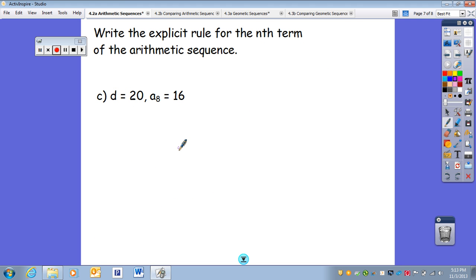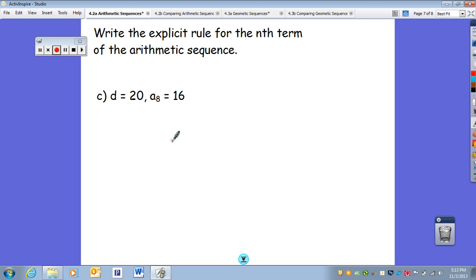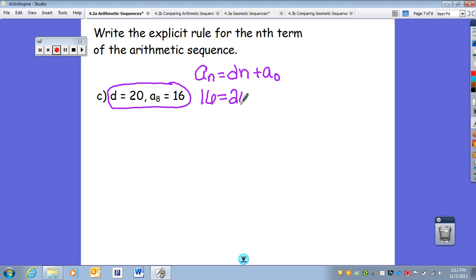One more example. So we want to write the explicit rule. Here's what we do. Remember, we have a sub n is equal to the difference times the number of the term plus a sub 0. So we're going to plug in this information because we want to find the a sub 0 to begin with. So our a sub n, which is a sub 8, is equal to 16. That equals the difference, which is 20, times the number of the term we're talking about, and in this example it's 8. And that will help us to find the previous a sub 0 term.